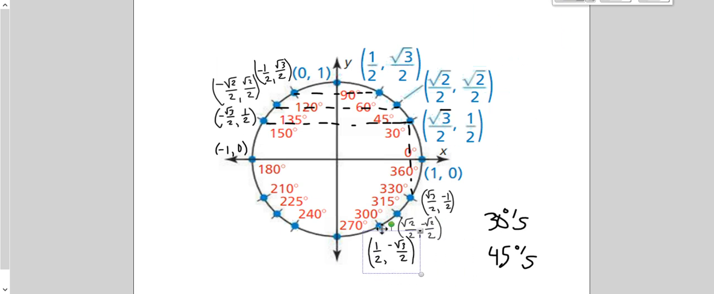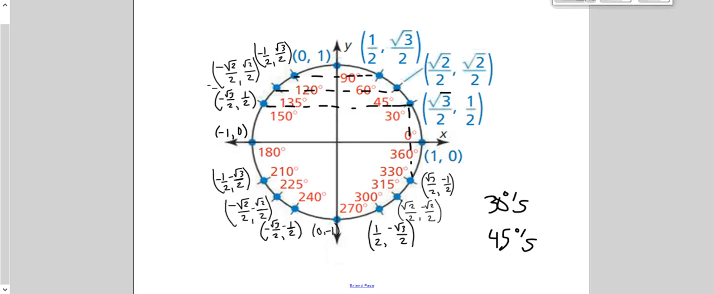That's this one right here, the 300 degrees, and then 270. Pause your video, label the rest of your dots. So the last quadrant, you could compare it to the one across from it to label all your points.